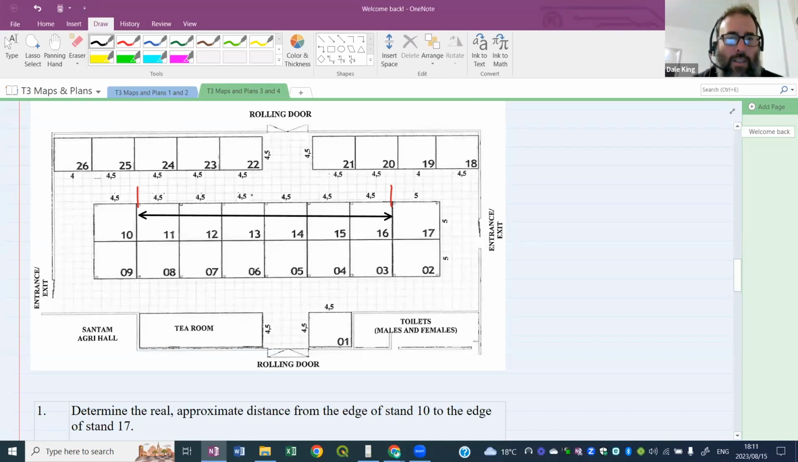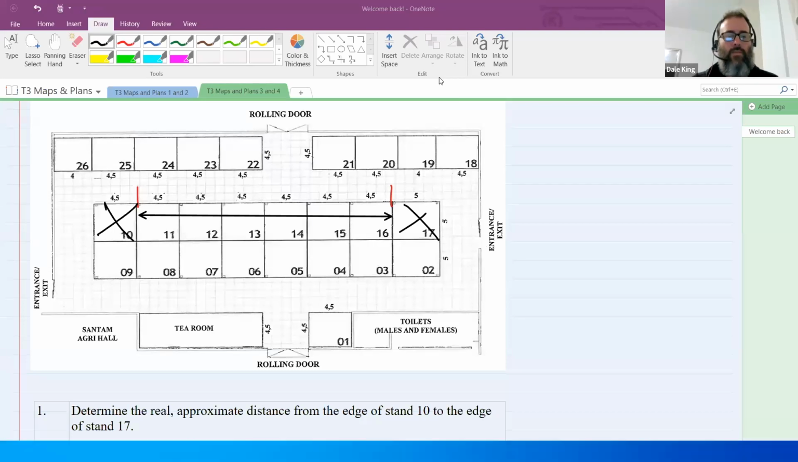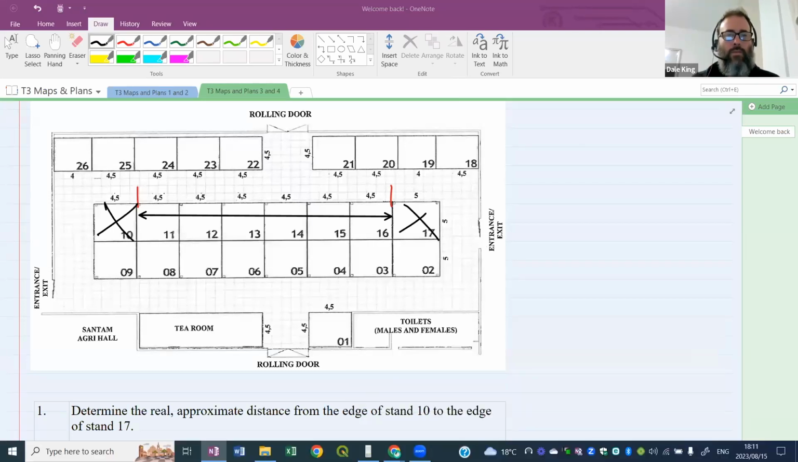So we're looking for the distance between the two lines, basically. Those are the two stands, stand 10 and stand 17. We want the edge of the stand to the edge of the stand, so it's the internal edges there. I've drawn a little dimension arrow to show exactly the distance. What we have to do is add up all of the 4,5s. Then it will give you the distance. So what do we get?